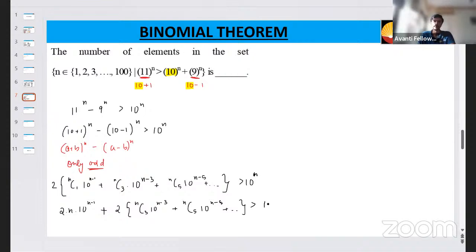Now see, हम लोग को वैल्यू फाइंड करनी है n की, राइट? कितने टर्म्स हैं? So again, we have to check this inequality which satisfies for which values of n. So basically, we have to again check for n equals to 1, 2, 3 and so on. I think जल्दी आंसर आ जाएगा.